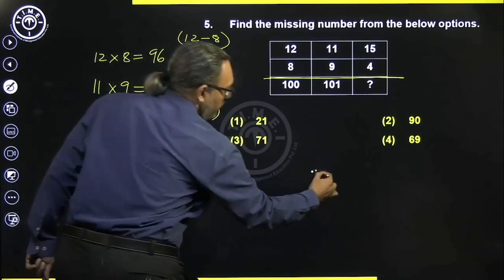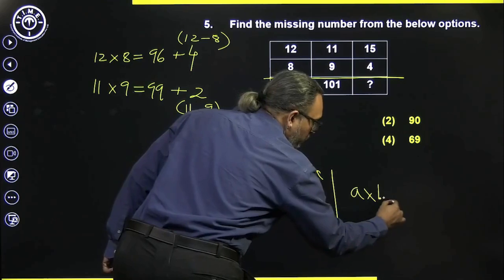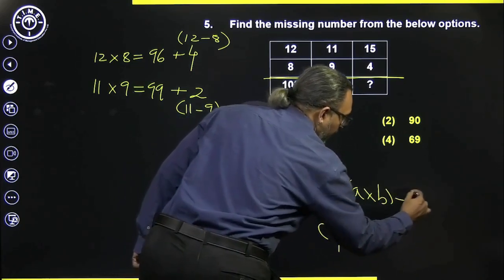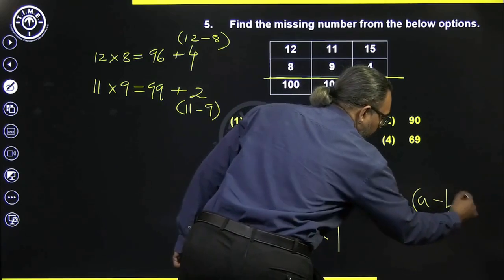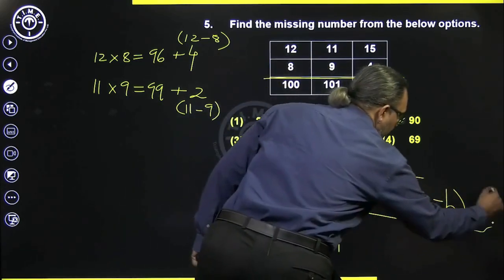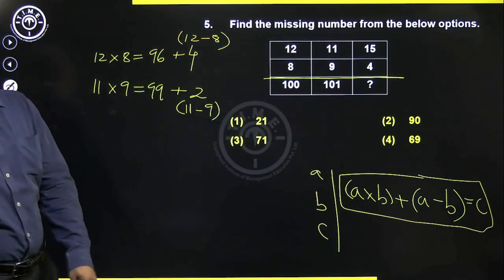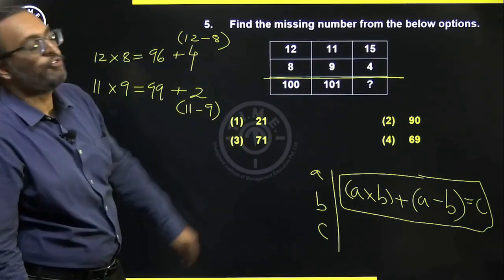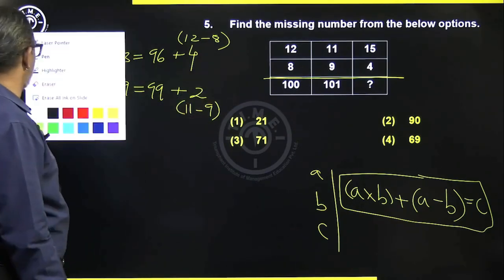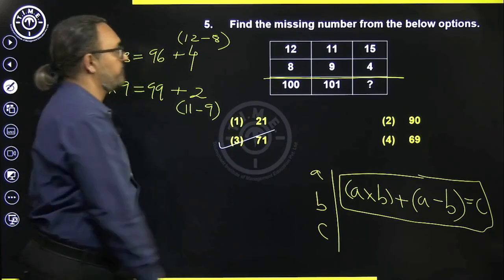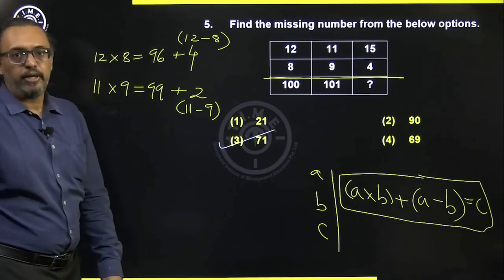So my formula for A, B and C is going to be A into B plus A minus B. This is my logic to get C. A into B plus A minus B. That's what we do. 15 into 4 is 60 plus 15 minus 4, 11. So 60 plus 11, that gives you 71. Okay.